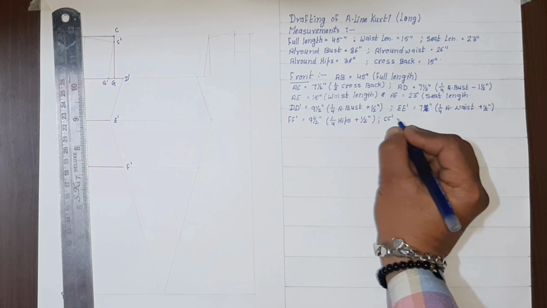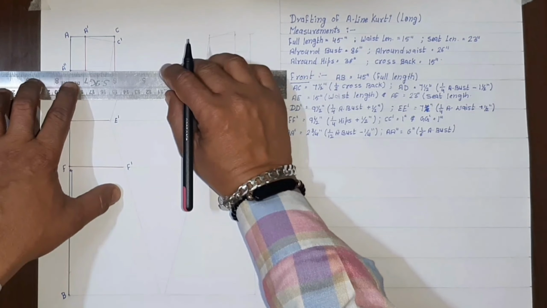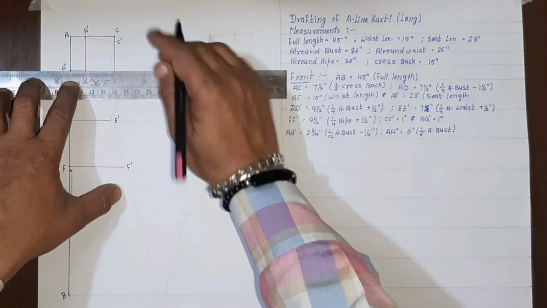But before that, we'll give the shape to the neckline. So A to A dash, we are marking a point A dash, where A to A dash is 2 3/4 inches, that is the width of the neck. How you can calculate? 1/12 of the all round bust minus 1/4 inch or half inch, it depends, but I'm taking here 1/4 inch. Depth I'm taking 6 inches. A to A double dash is equal to 6 inches, that means 1/6 of the all round bust. You can increase or decrease the depth and the width as per your taste or your comfort, right? Now we'll just square out lines from A dash and A double dash.